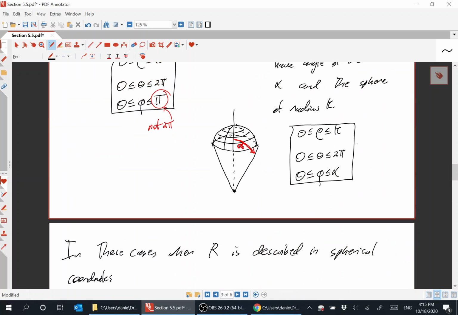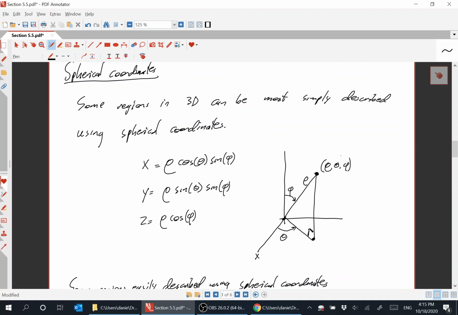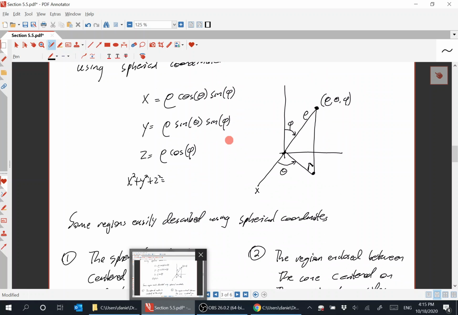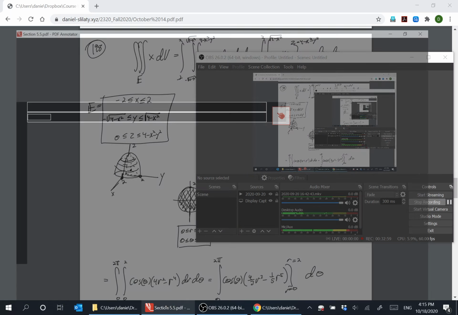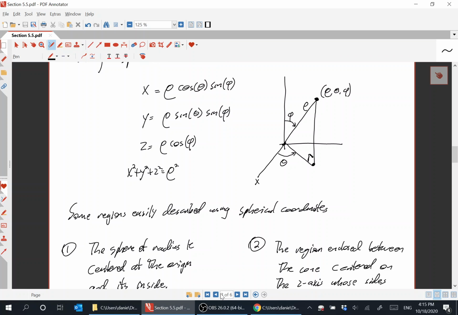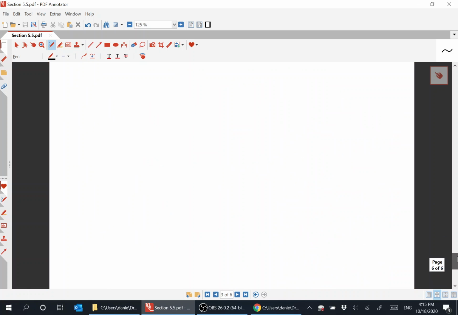Remember, in spherical coordinates, x, y, z are these things, but if you square all of them and add them, it just becomes rho squared. So this is a nice relationship, much like what you get with polar coordinates.